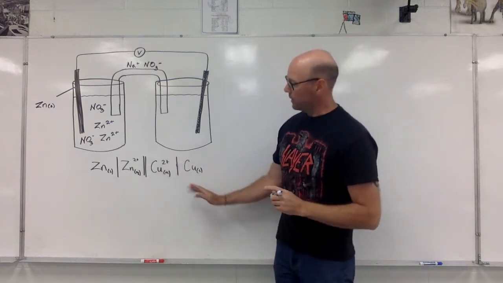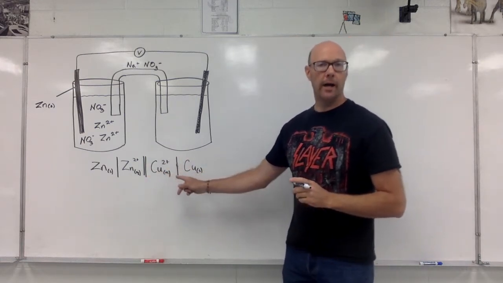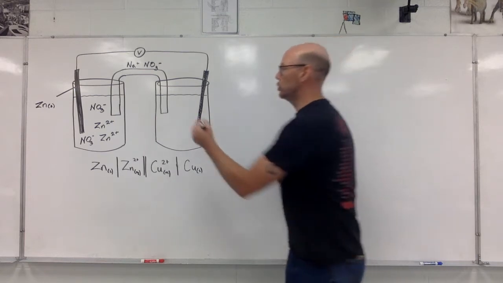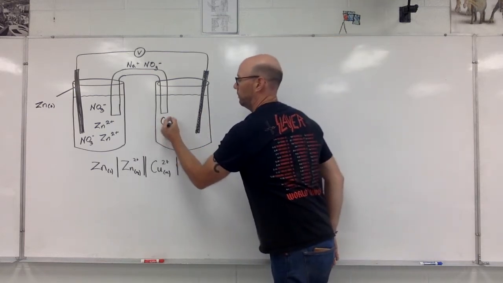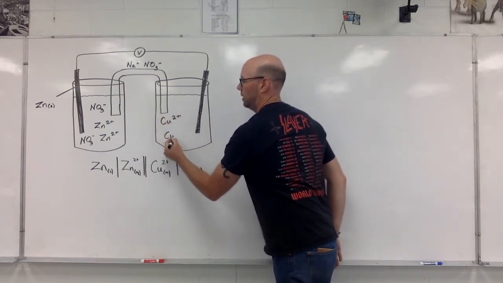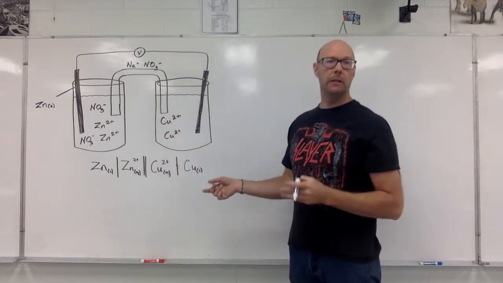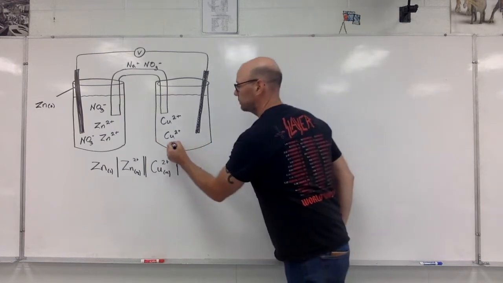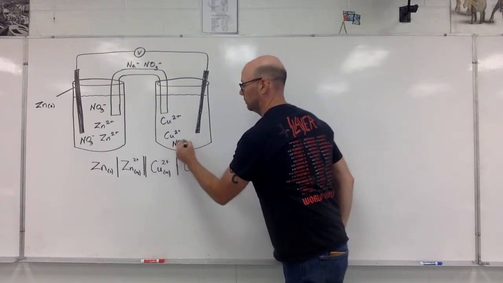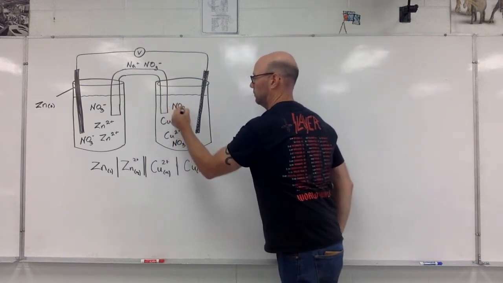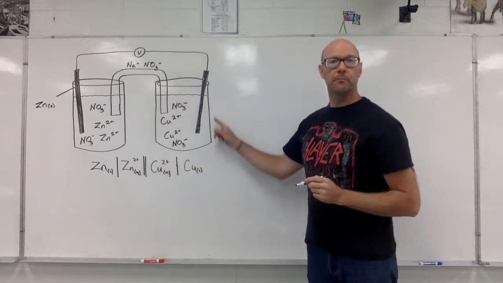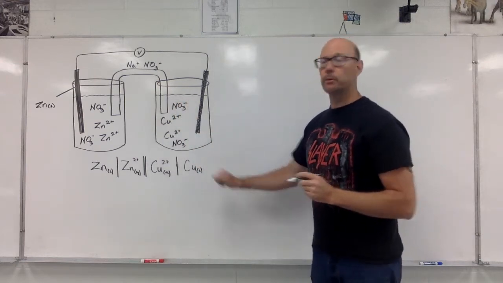Then on the other side of the salt bridge, I have copper 2 ions. They're here in solution. Okay, I'm going to put 2 of them, and there's also going to be some nitrates in there. And then this piece of metal on the right-hand side is copper solid.